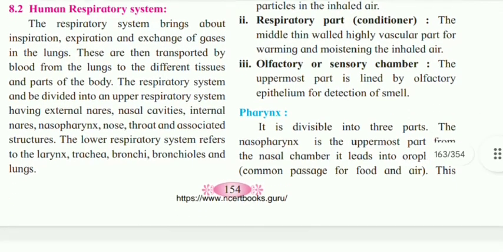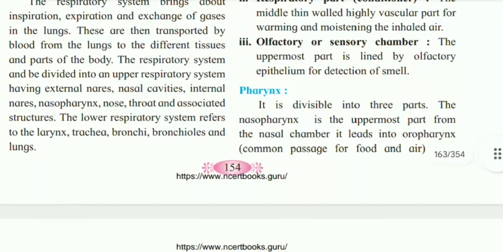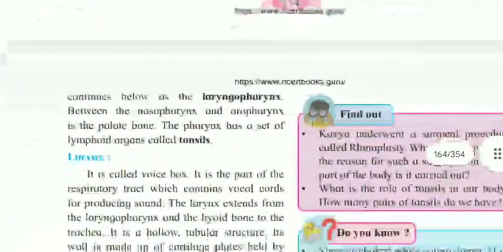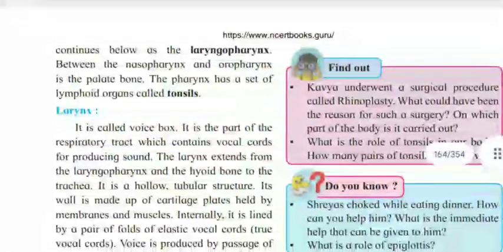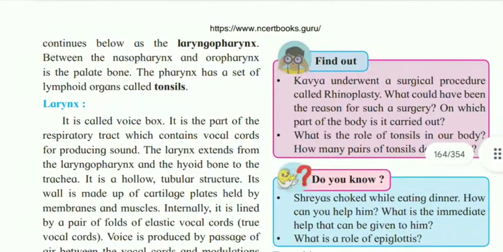It is divisible into three parts. The nasopharynx, it is the uppermost part. The nasal chamber, from the nasal chamber it leads to oropharynx. The oropharynx is the common passage for food and air. This continues below as the laryngopharynx. Between the naso and oropharynx is the palate bone. The pharynx has a set of lymphoid organs called tonsils.